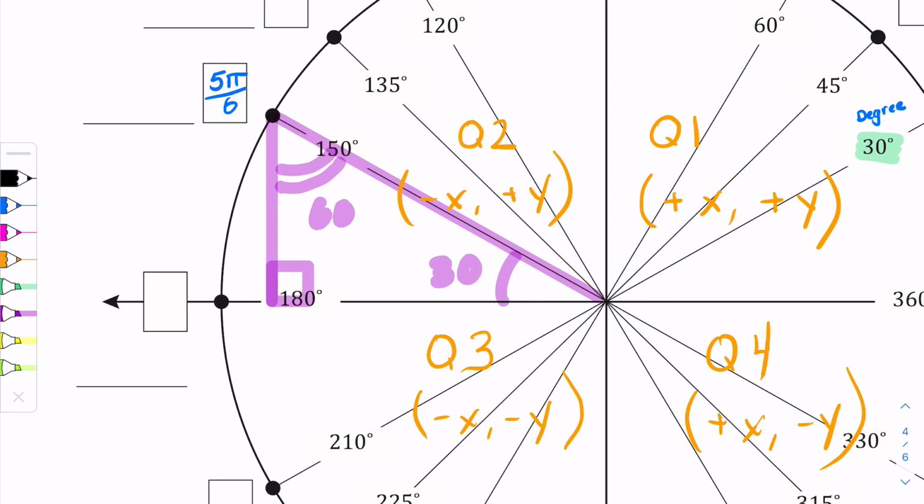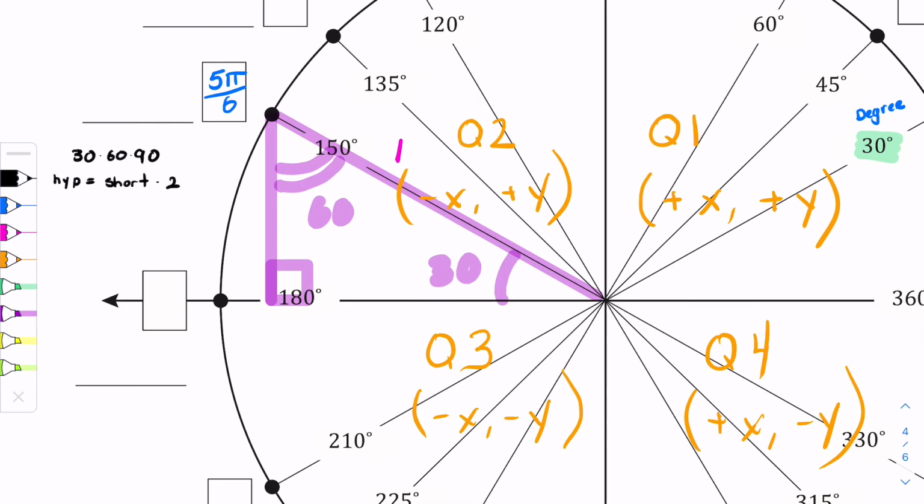We're going to use a 30, 60, 90 triangle. I'm going to start with the fact that we know the hypotenuse is 1. Remember, we know that this length is always 1. So you're going to start with the hypotenuse. Hypotenuse is equal to the short leg times 2. And the short leg is across from the 30-degree angle. This short leg corresponds to the height on the y-axis. So I'm going to label the short leg as y.